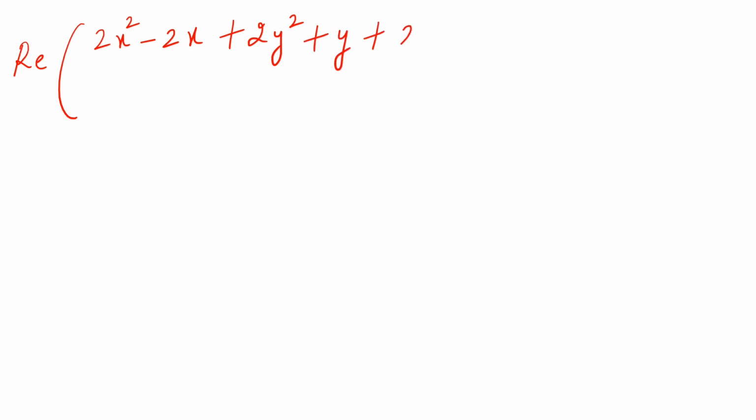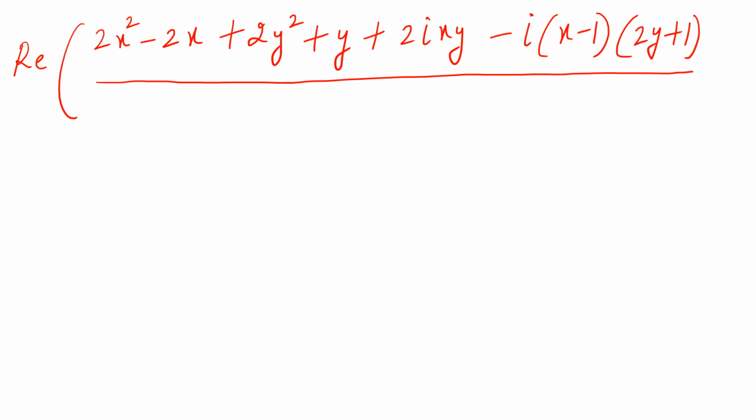Now students, we get real part of (2x square minus 2x plus 2y square plus y plus 2 iota xy minus iota into (x minus 1) into (2y plus 1)) whole divided upon (4x square plus (2y plus 1) whole square) equal to 1.